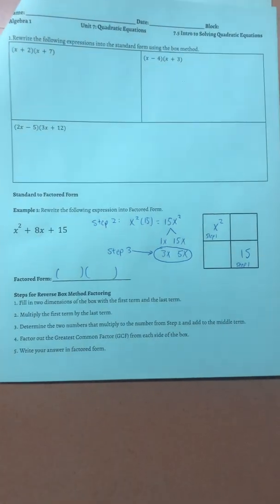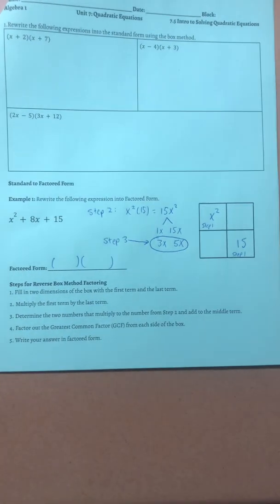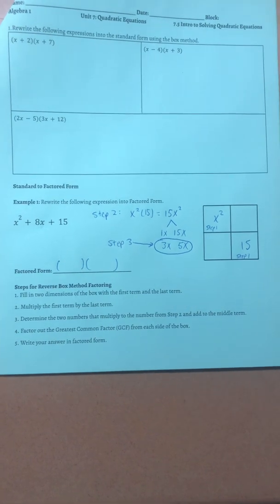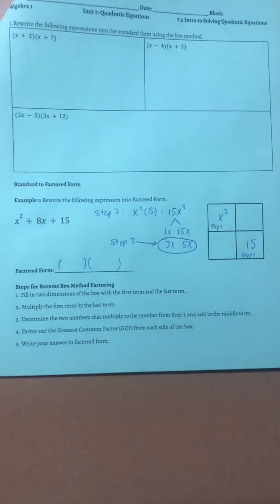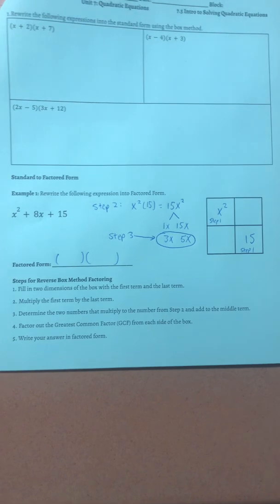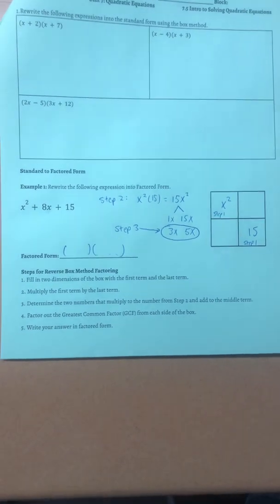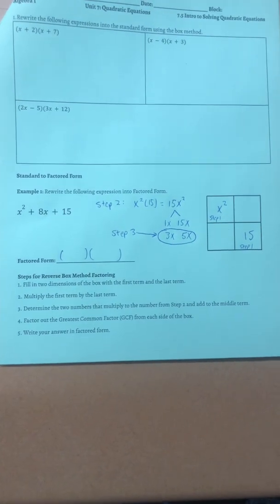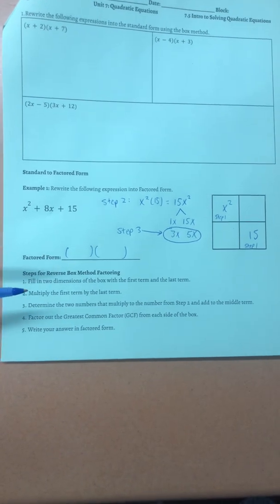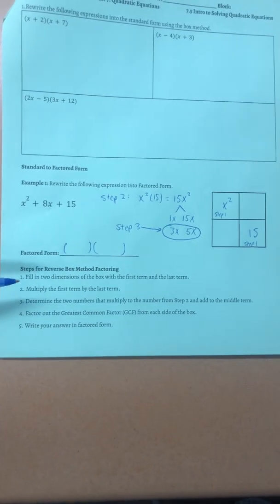All right, guys, so we're going to look at an example where we convert standard form into factored form, and we're going to build off of the box method that we've been using to go in the other direction when we go from factored form to standard form. So we're going to follow these little steps at the bottom of the page here.